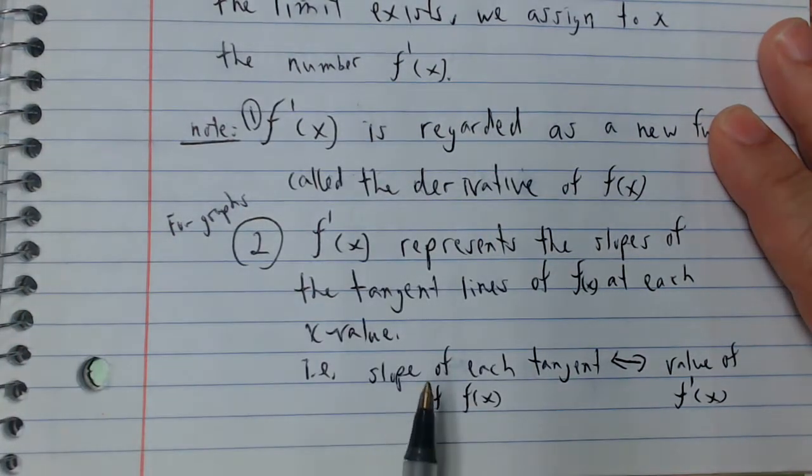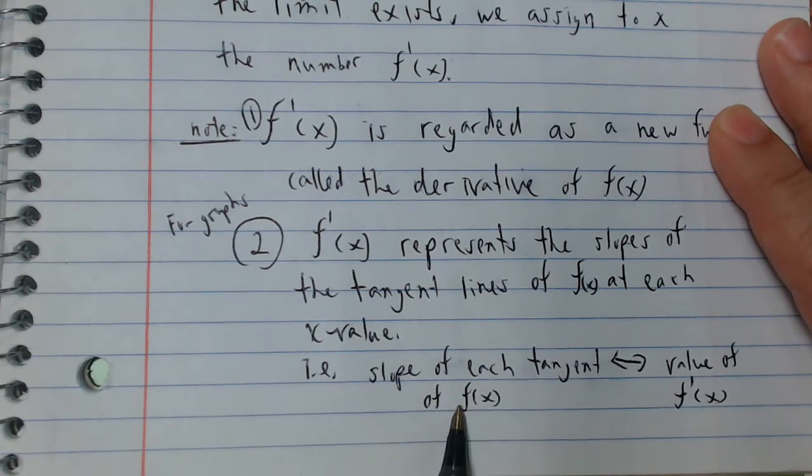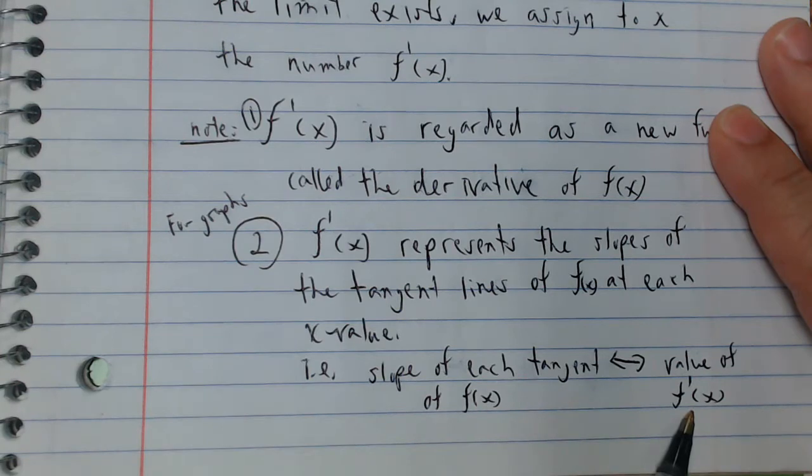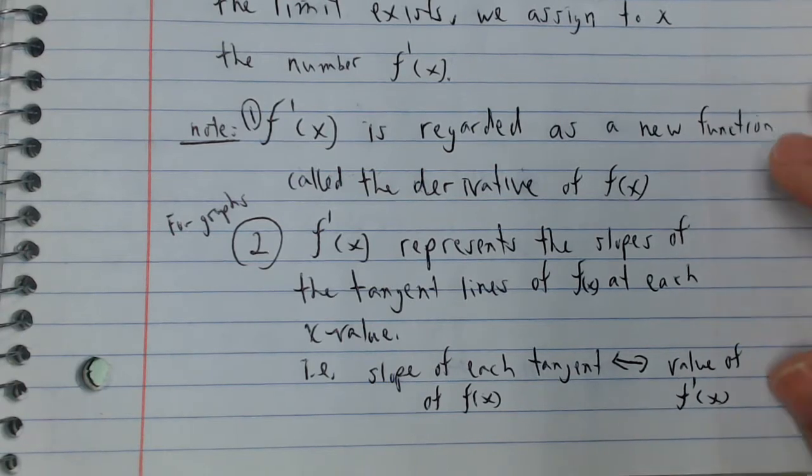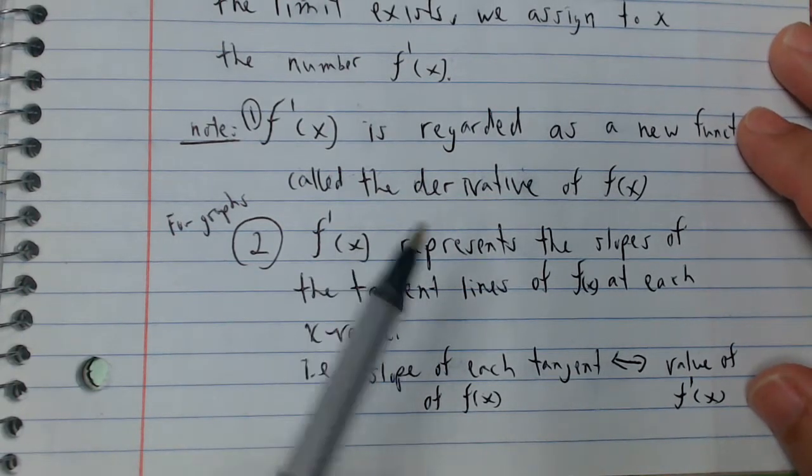So what I'm saying is, if I take the slope of the tangent of f of x, that's going to give me the y value of my derivative at that x value. Okay, so graphically speaking, that's kind of what we're going to look at. So take a minute and let this sink in.